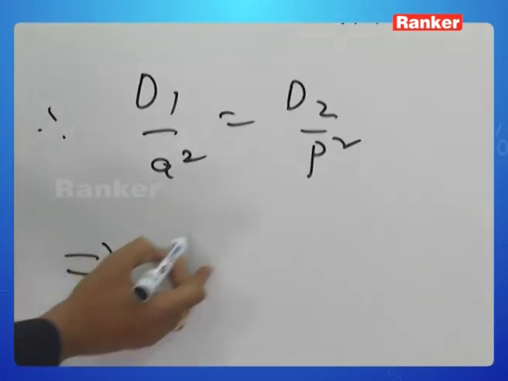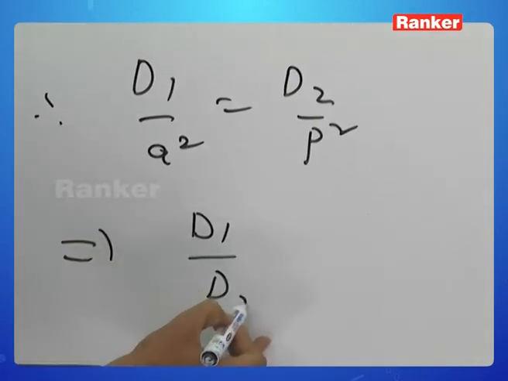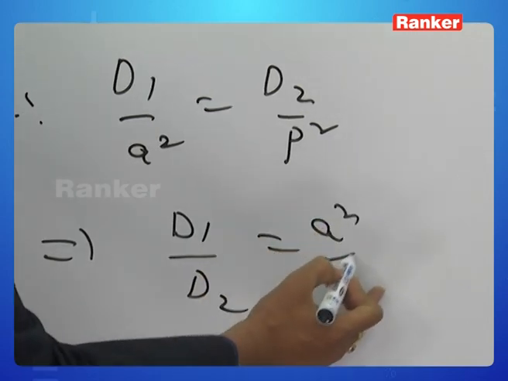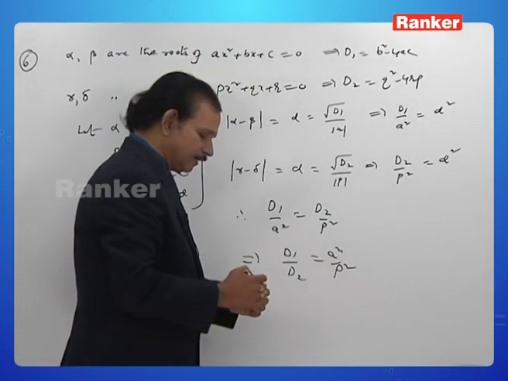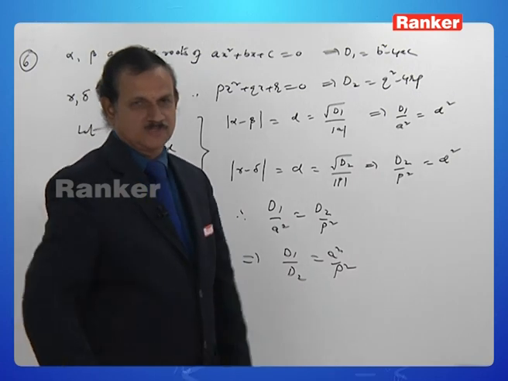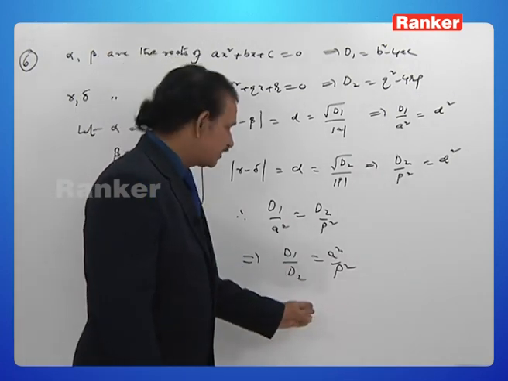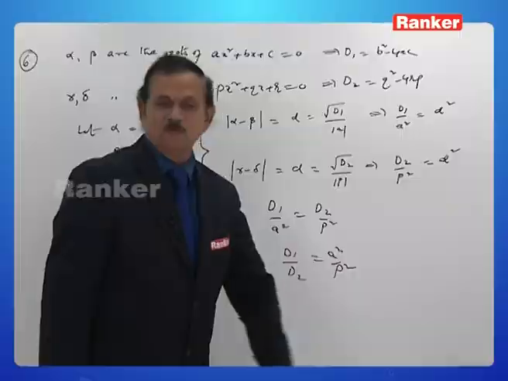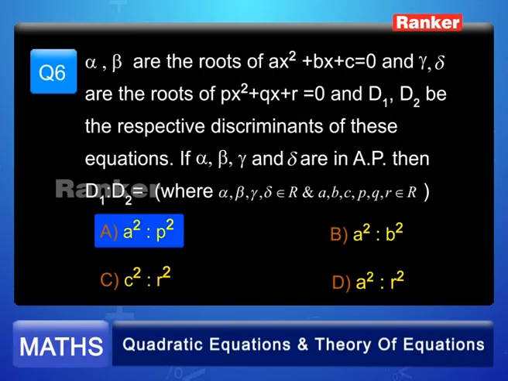From this, we can get the required result, that is d1 by d2 is equal to a square by p square. That is, d1 is to d2 is nothing but a square is to p square. Which is the right option? Option A is the right option, as it has been given in option A as a square is to p square.